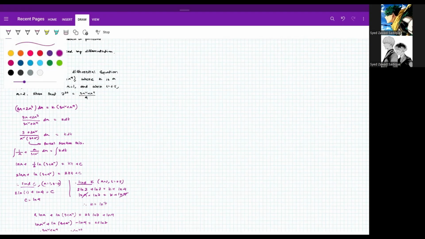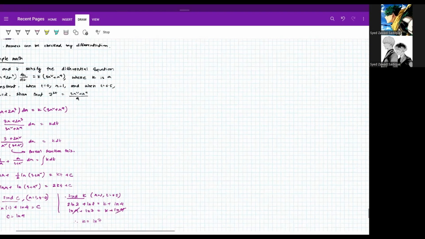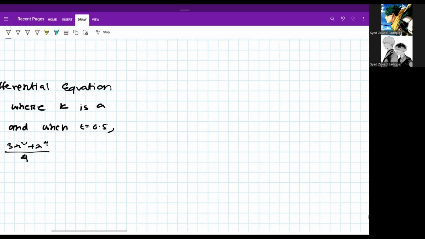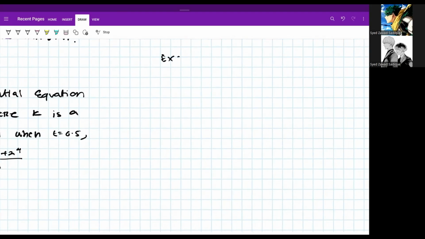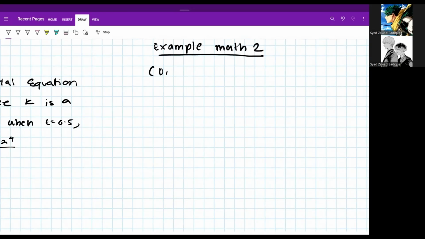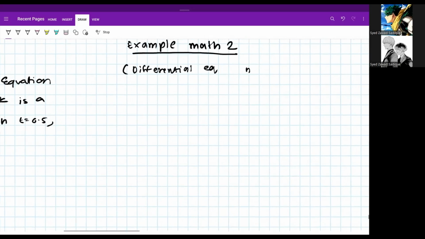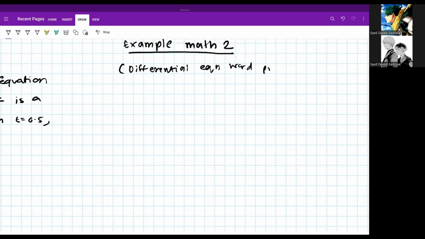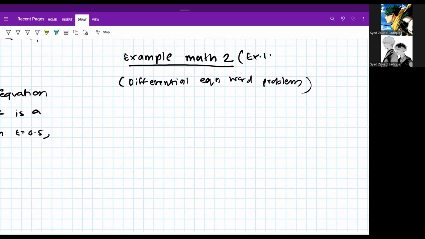Now, for another example math, I will be taking this one from the book. Example math 2. This is differential equation word problems. The question that I have taken is from exercise 10B, number 13. The last and most probably the hardest math.